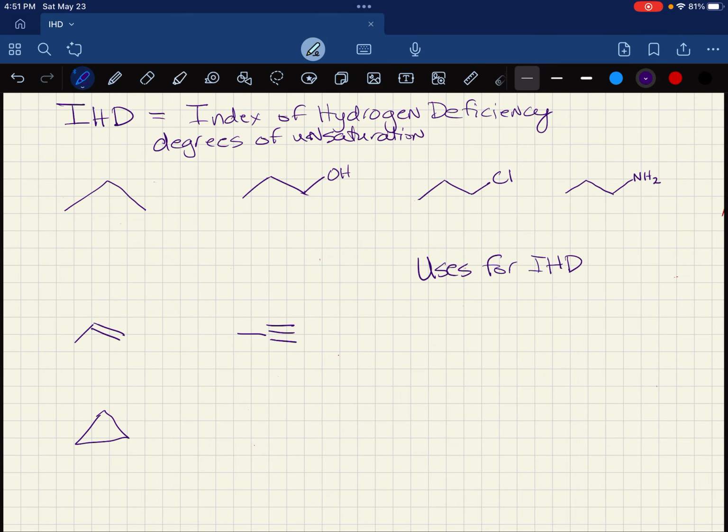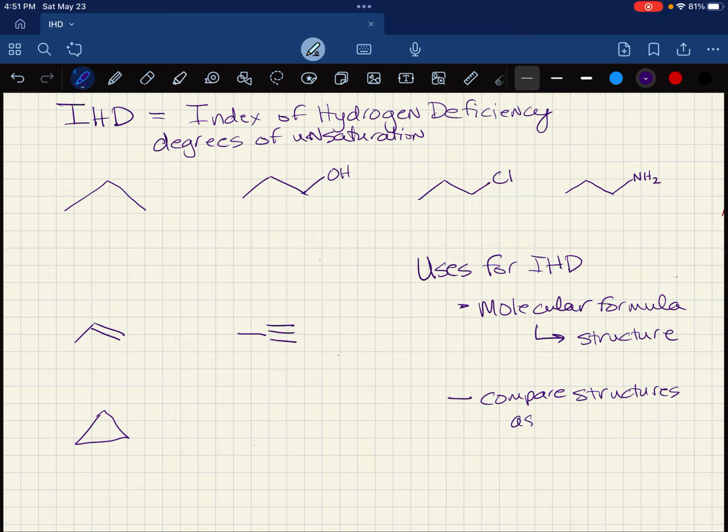One is if you have a molecular formula, you can use it to help you determine the structure more easily without having to do a lot of hydrogen atom counting. You can also use it to compare structures to see if they are constitutional isomers. And I'll show you both examples as we move through this information.